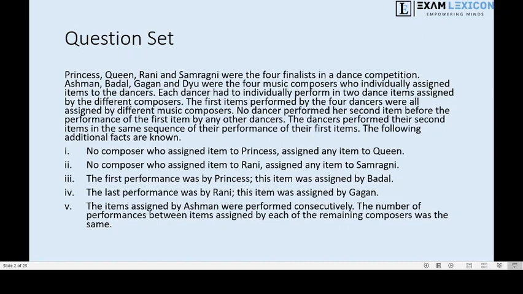The first performance was by Princess. This item was assigned by Badal. The last performance was by Rani. This item was assigned by Gagan. The items assigned by Ashman were performed consecutively. The number of performances between items assigned by each of the remaining composers was the same.